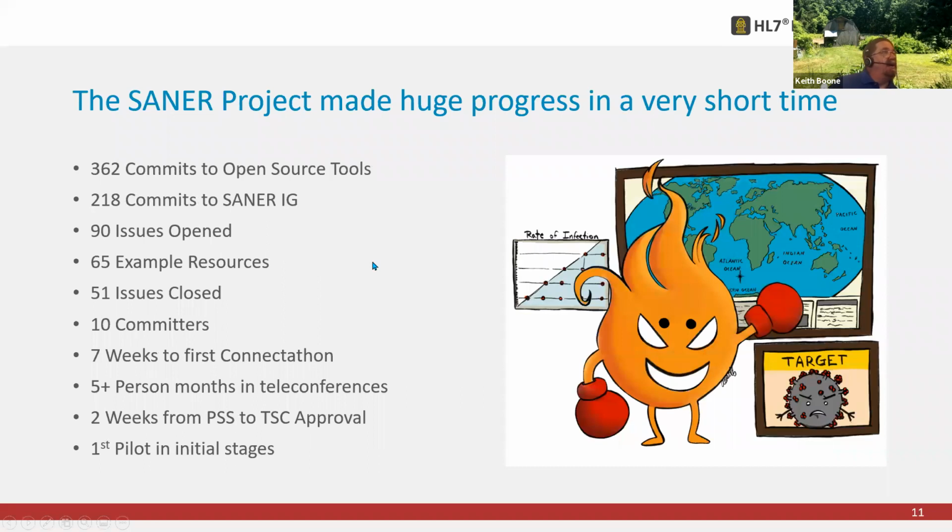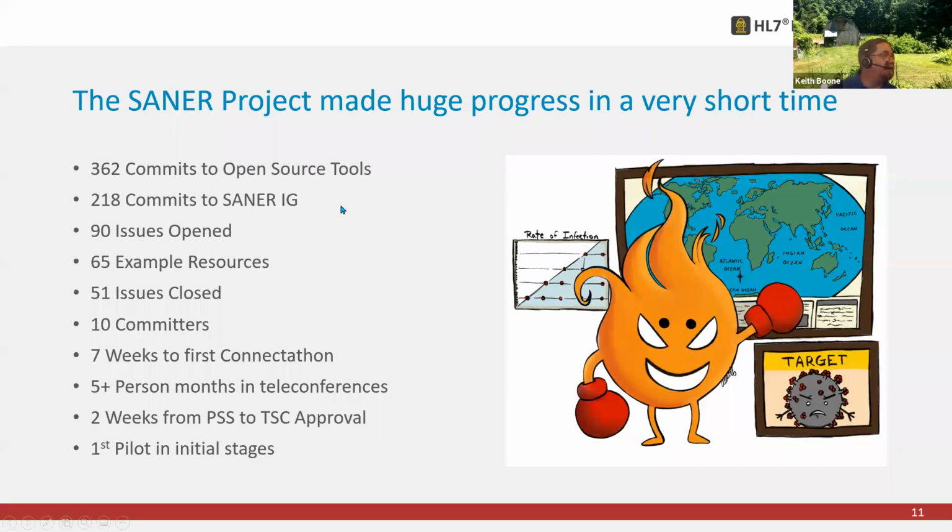The project itself made huge progress in a very short period of time. Not only is it developing an implementation guide, but the project is also developing open source tools. Open source tools have been developed by Audacious Inquiry, by Microsoft, and by Symptomatic. My understanding is that NextGen Connect is going to be releasing some of the interfaces that they developed as open source in the NextGen Connect project.